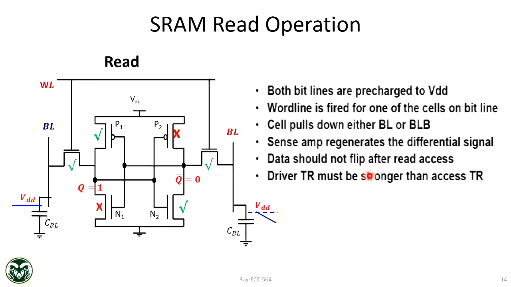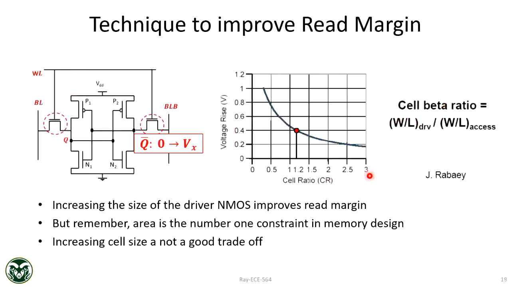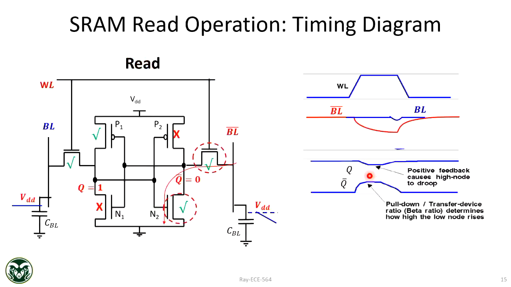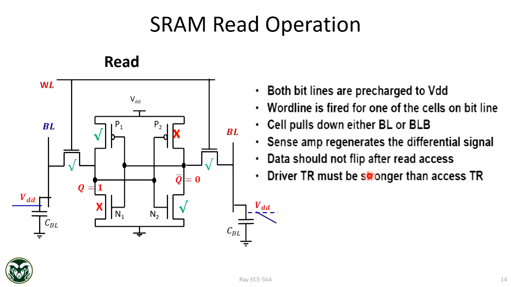Okay. So let's talk finally about the read operation. So you want to read the content Q equal to 1. This is your content, right? So how will you bias? What is the sequence? The cell is storing Q equal to 1, and you want to read whether it is Q equal to 1 or Q equal to 0.